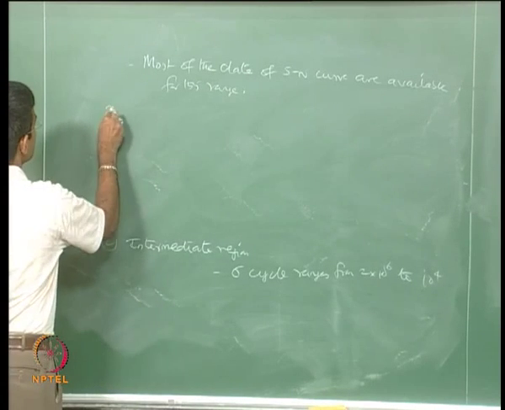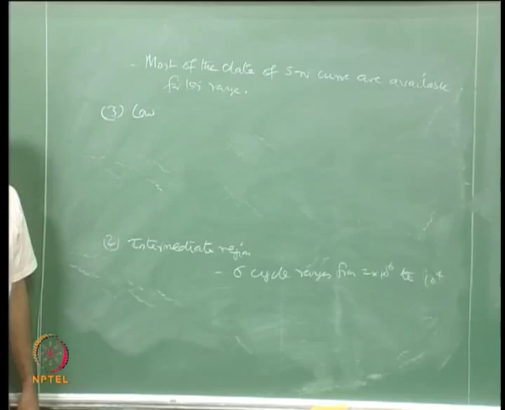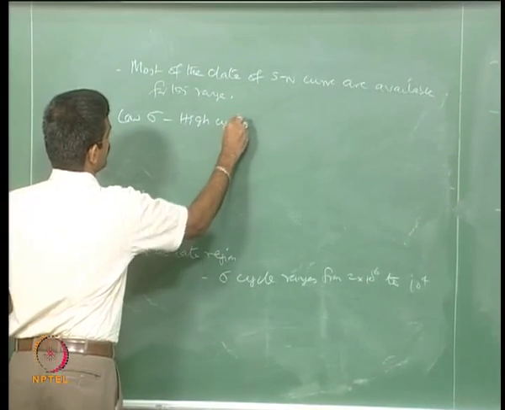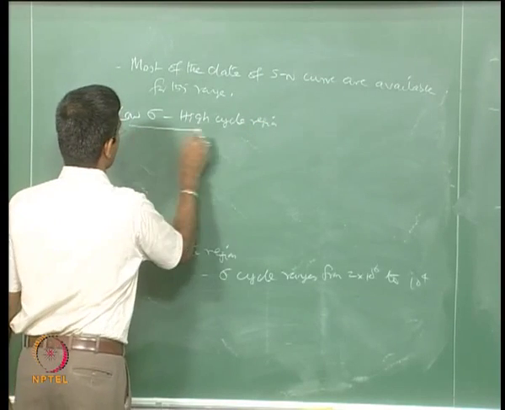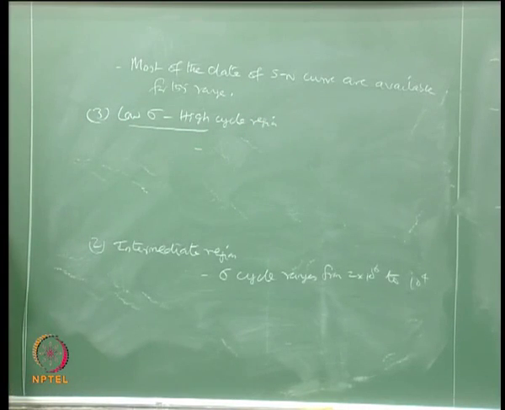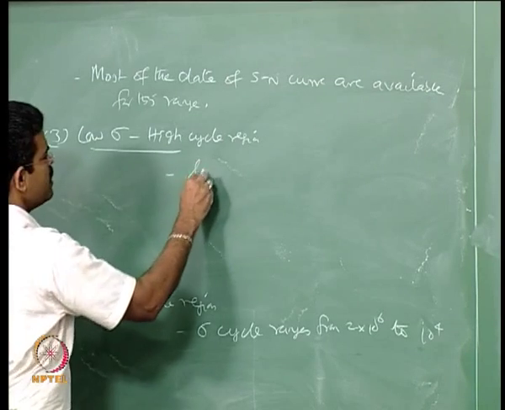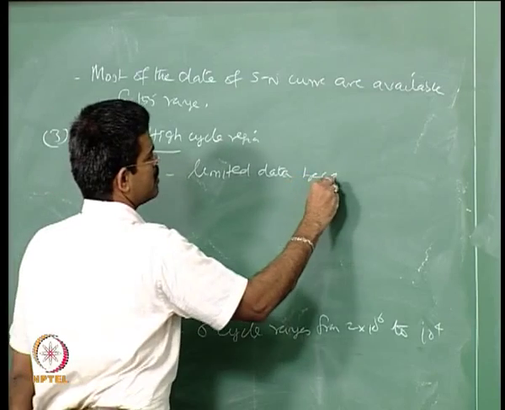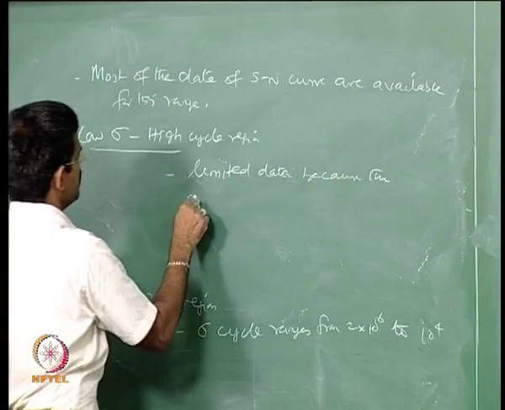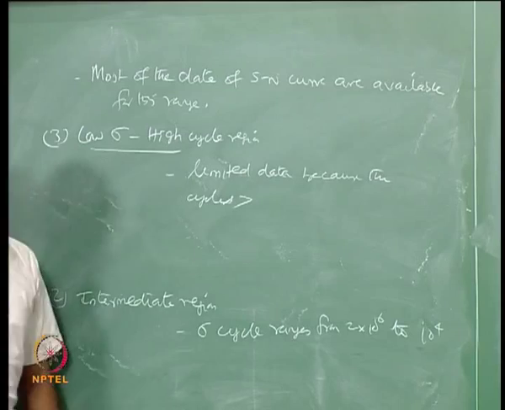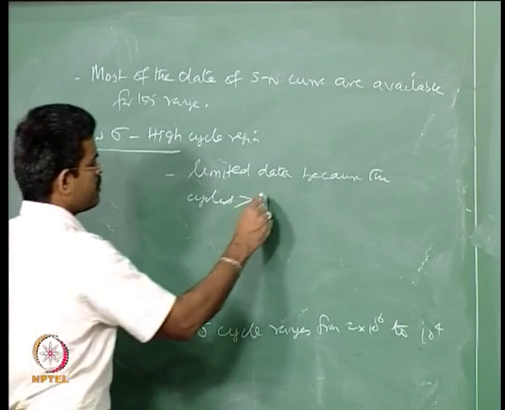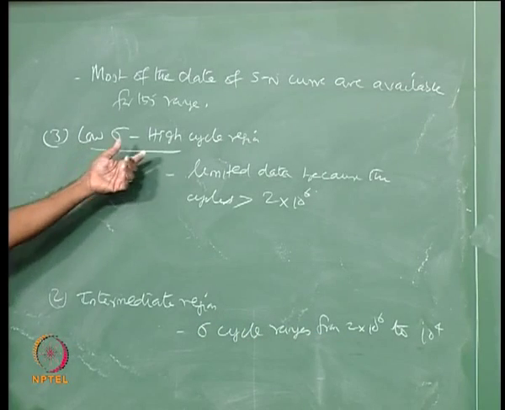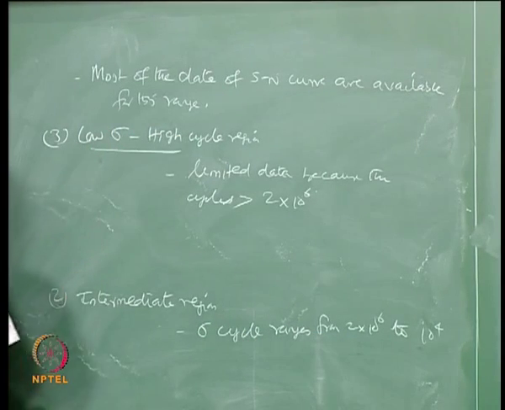The third region is a low stress, high cycle region, which has very limited data because the cycles are higher than 2 × 10^6. Large cycles, higher cycles, but low stress ranges.